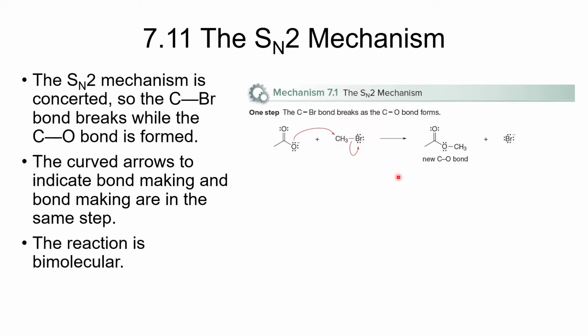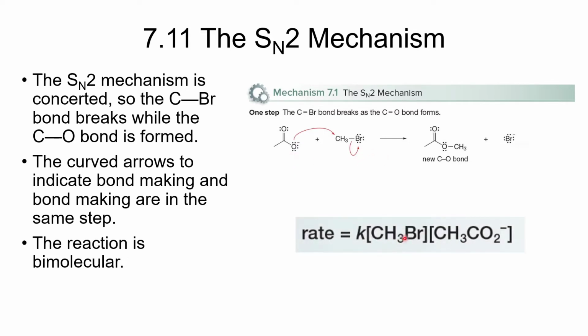And the reaction is bimolecular. That means that the reaction rate depends on both the concentration of our nucleophile and the concentration of our alkyl halide. As you'll see here, rate is equal to k times the concentration of methyl bromide times the concentration of the acetate anion. All right, so it is bimolecular.